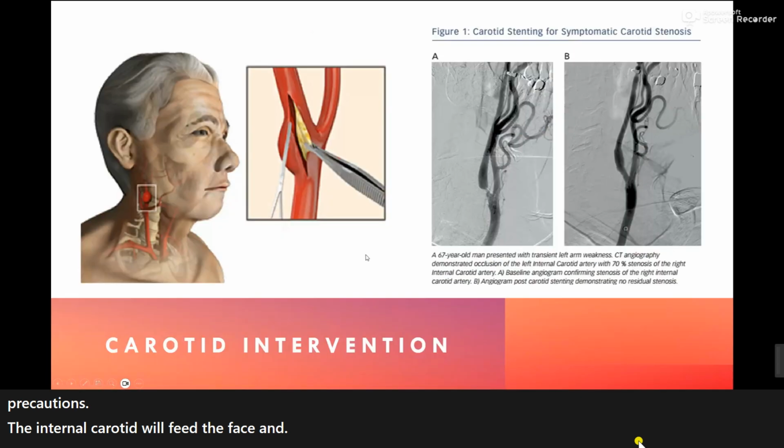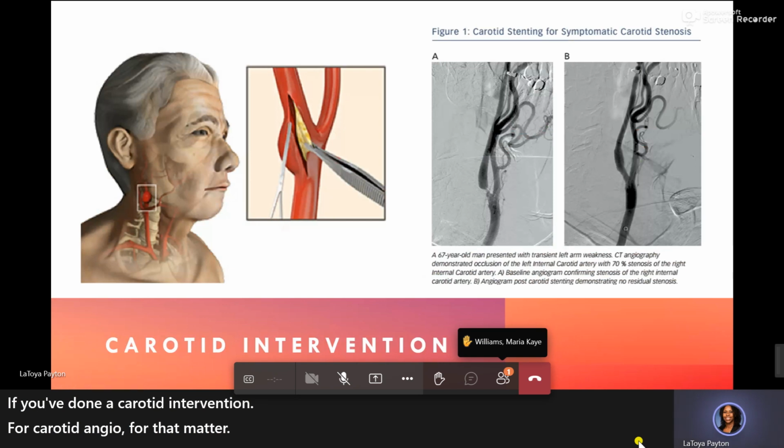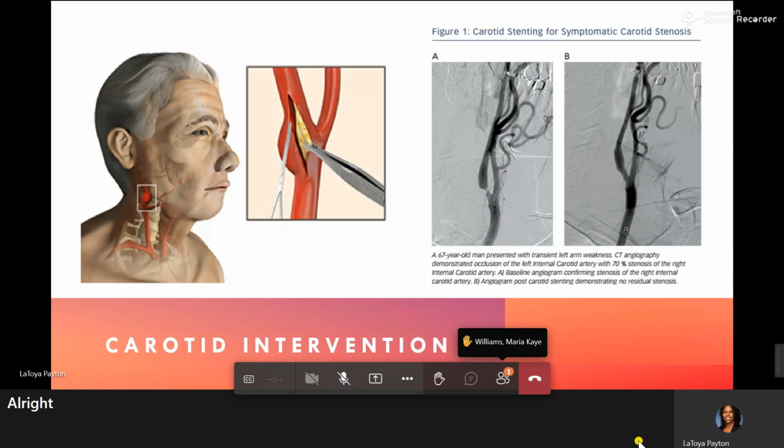When you're doing a carotid intervention, raise your virtual hands if you've done a carotid intervention, or a carotid angio, for that matter. Alright. So I just see one.